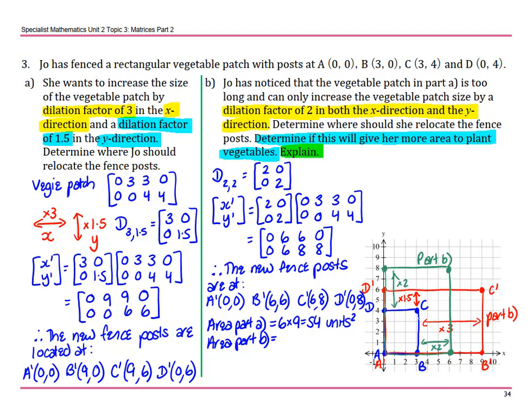Is going to be my 6 times 8, which is 48 units squared. So therefore, the farmer will actually have less area. And it's going to be 6 units squared less to plant the veggies when dilating by 2 in both directions.